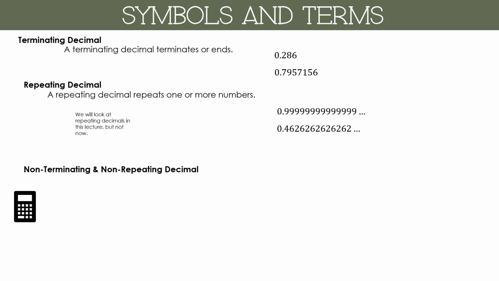Finally, we're going to look at non-terminating and non-repeating decimals. For this one, you need to grab your calculator. Press the pi key on your calculator and write it down. Most of you will get this number, but interestingly enough, pi never terminates and never repeats. And if you're curious how many numbers are in pi, just Google it. You'll be shocked.